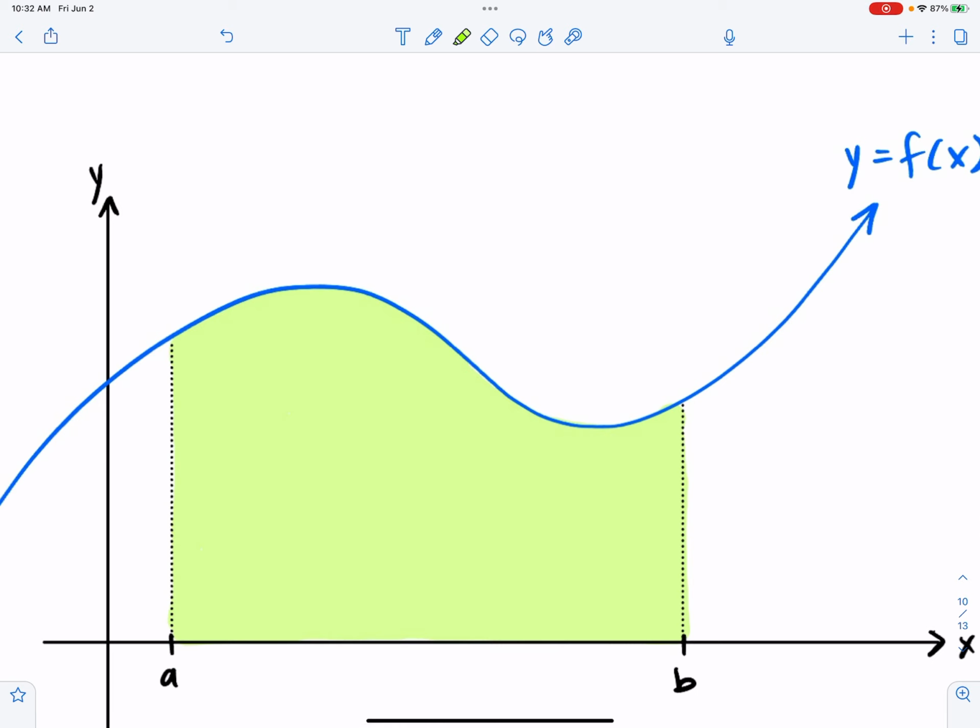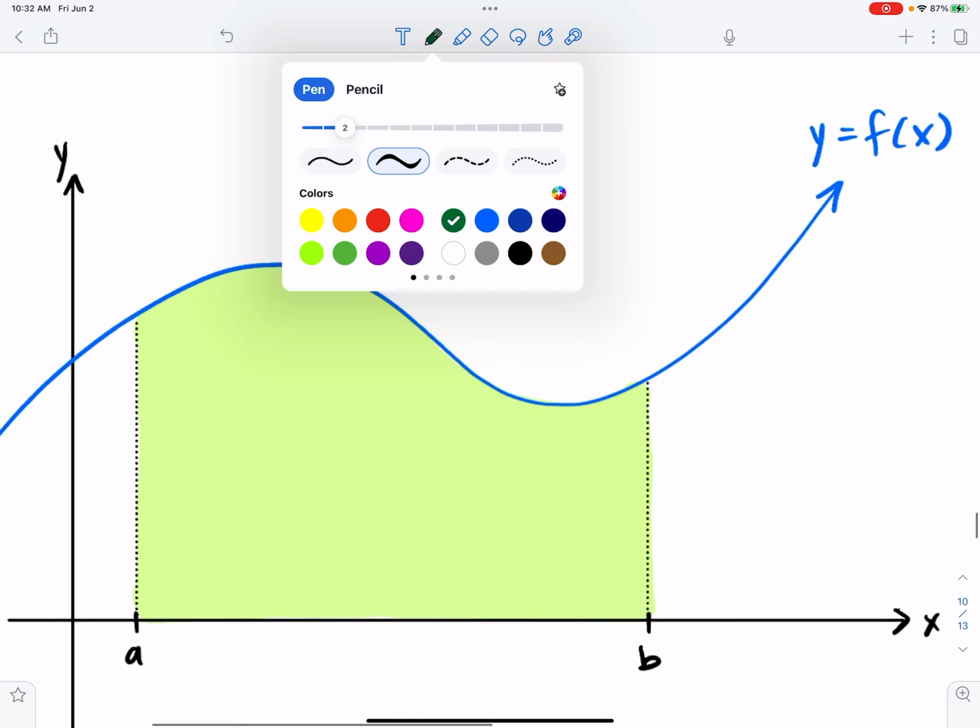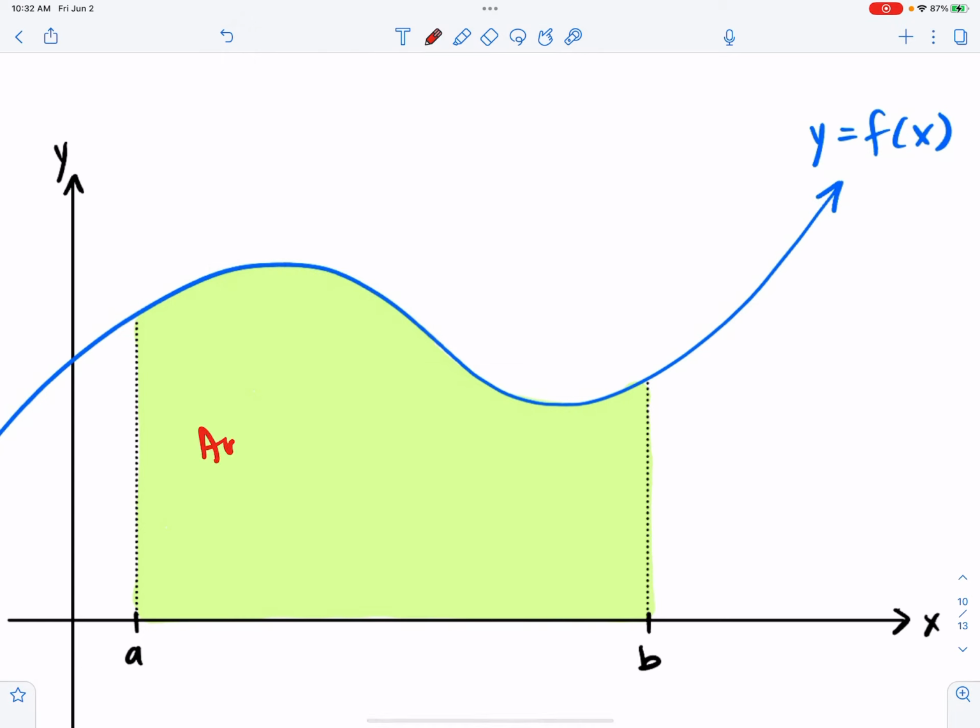the definite integral would just represent this area. I'll write that out here. So the area, this area that I've highlighted in green, would be equal to the value of the definite integral here.